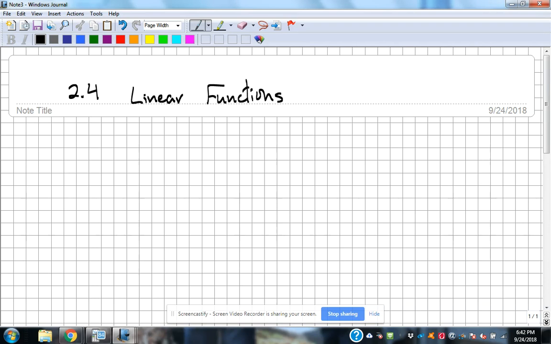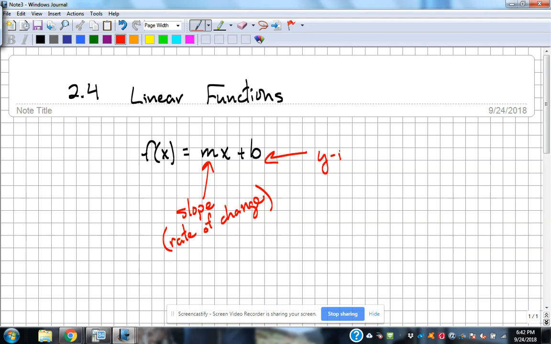Okay, it's a linear function. So f of x equals mx plus b. The m is the slope. Another name for that is rate of change. You may see that, hear that as we go along here. Rate of change, slope, they are the same thing. The b is your y-intercept, where it crosses the y-axis. Okay, that's what the y-intercept is. Where the line crosses the y-axis.